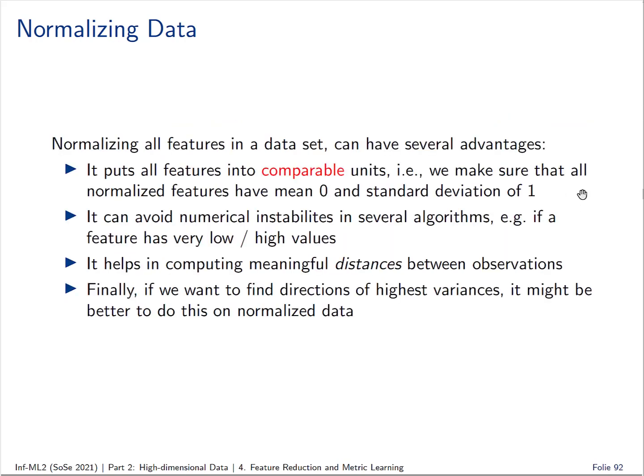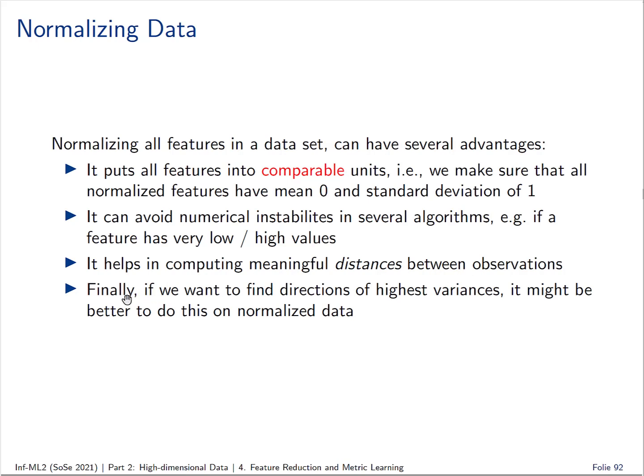So why should you do that? Well, it puts features into comparable units. We just talked about that. We make sure that all normalized features have a mean of 0 and a standard deviation of 1. That avoids numerical instabilities in several algorithms. For example, if a feature has very low or very high values, but nothing in between, this may cause numerical instabilities in machine learning algorithms. And as I told you before, it also helps computing meaningful distances between the observations.